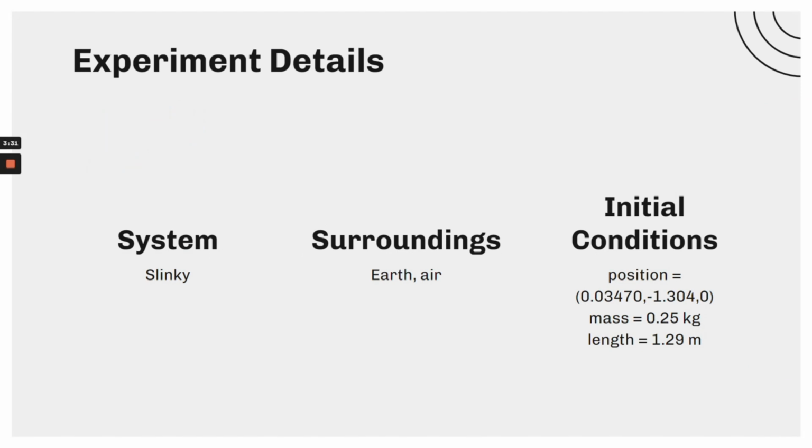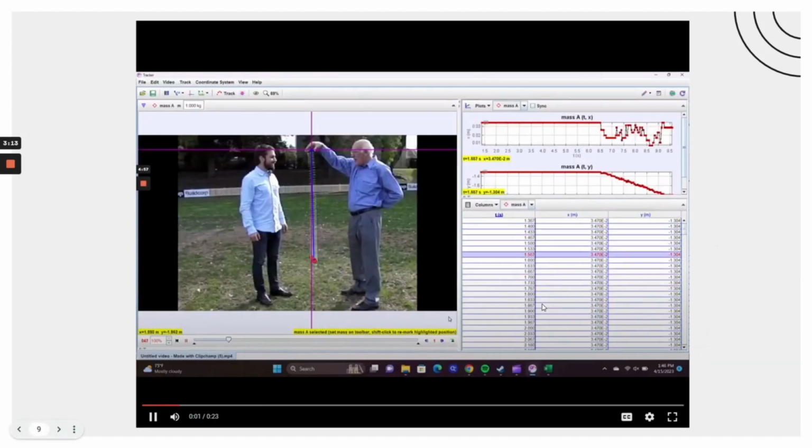Now, going into the experimental model, the system in this case was the slinky, and the surroundings were the earth and the air. For the initial conditions, the position was found based on the tracker data to be 0.03470, negative 3.040 meters. The mass was 0.25 kilograms, and the length was 1.29 meters. And then here is the tracker video.